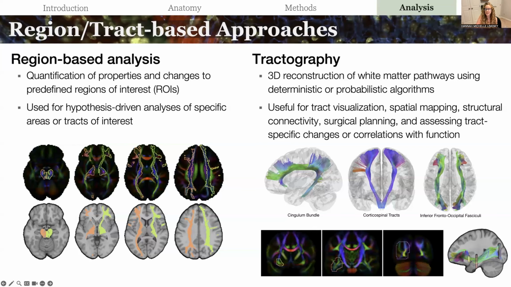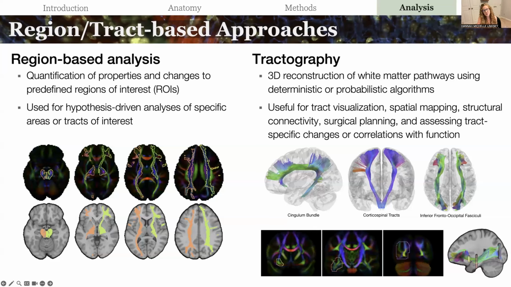However, its accuracy depends entirely on the accurate delineation of ROIs. So expertise in white matter anatomy is necessary. Plus, the ROI drawing can be very time consuming, especially when done by hand and if done on a large sample.